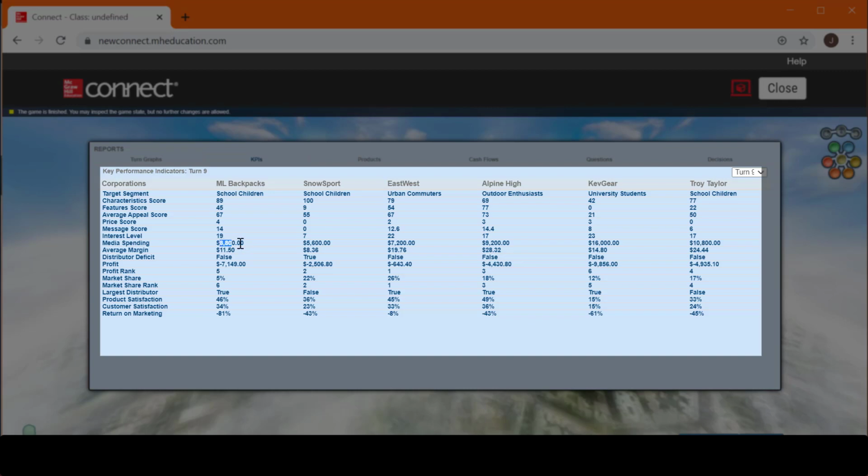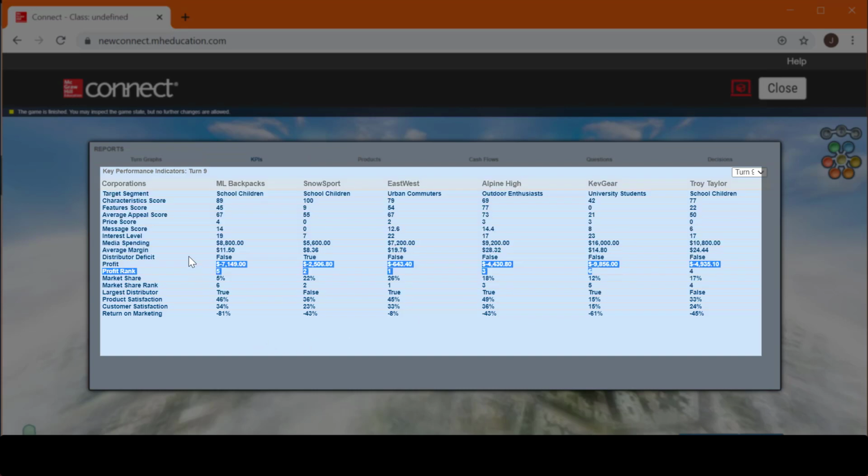I can also see how much money I spent. Whoa, I spent $8,800 that turn on advertising alone. If I look at everybody else, this company spent $16,000. This one spent $10,000. So I can take a look at that media spending to see if I'm on par with what other people are doing, or am I spending too much or too little in the competitive environment that I'm in.